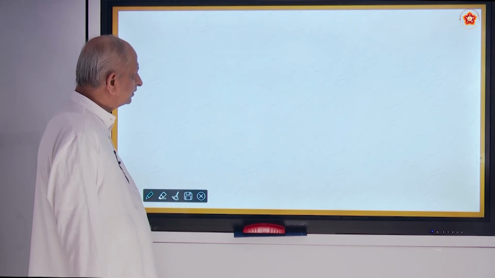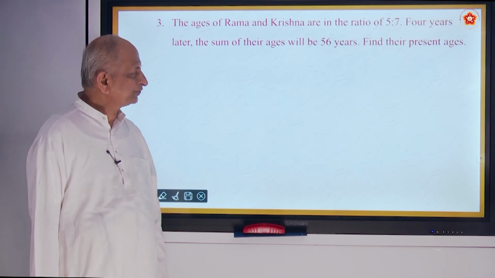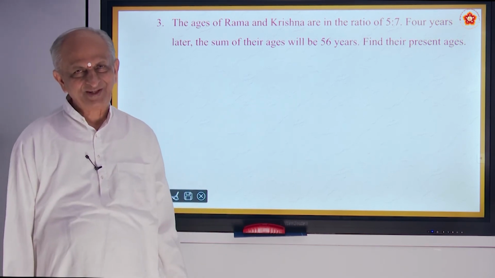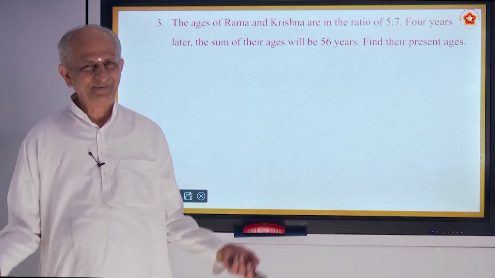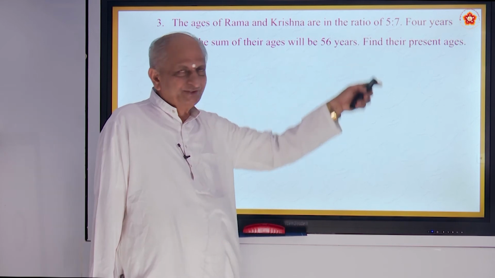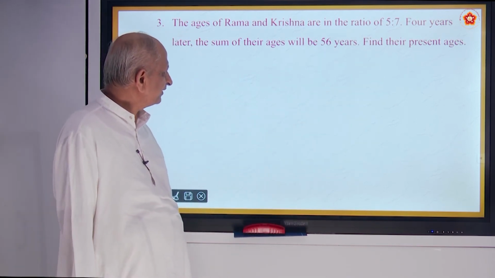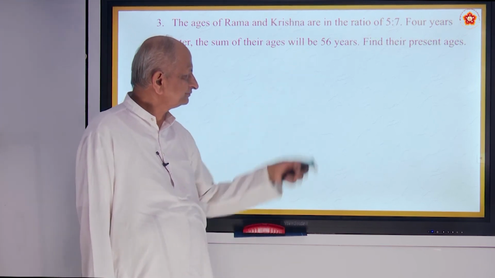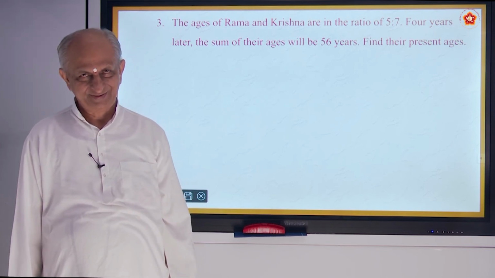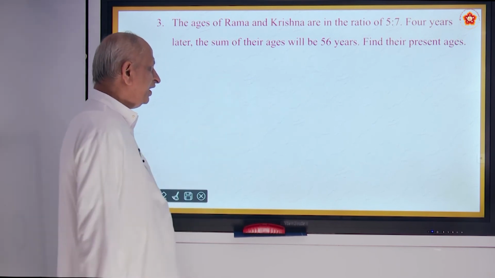Okay. The third problem: the ages of Rama and Krishna are in the ratio of 5:7. There may be some Rama sitting here, or there may be a Krishna. Any name you can give, there is no issue. The ratio of their ages is given. 4 years later, the sum of their ages will be 56 years. Find the present ages.